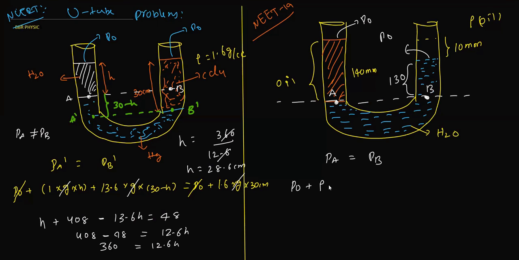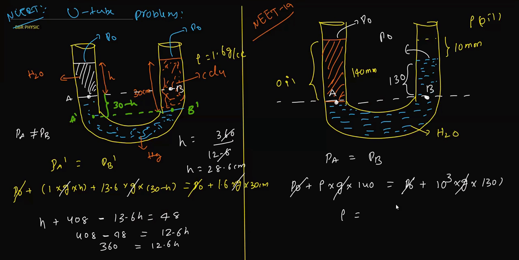Rho into g, let me take g only, into h, which is 140 millimeters. Take millimeter only. This is equal to the pressure at this point, which we can write as P0 plus the pressure due to this height, 130. So P0 plus density of water, which is 10 power 3, you can substitute if you want, into g, g only, and h is 130. This P0, if I take it to the other side, it will become 0, and this g and this g will also get cancelled. Rho equals what we can write?